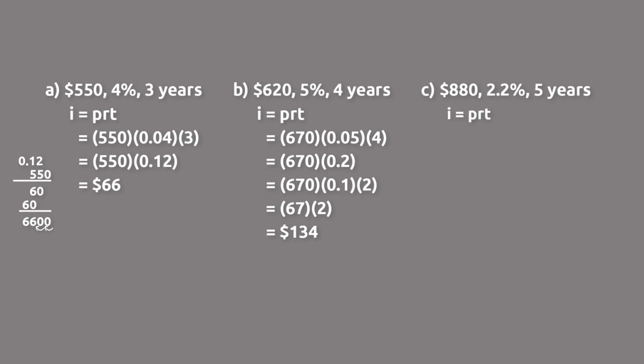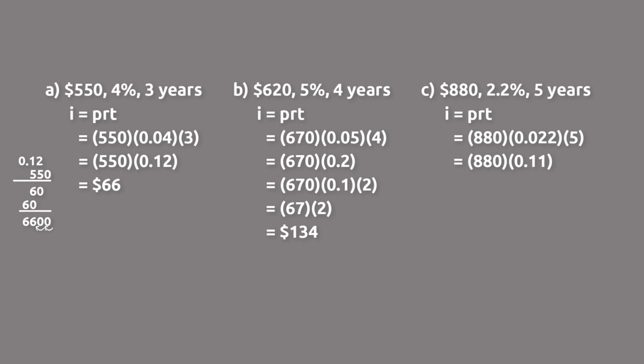Then last but not least, let's write down our formula. Interest equals principal times rate times time. Substituting that in, we have 880 times 2.2%, which is 0.022, and that's times 5 years. That equals 880. Again, we're just mainly doing this because they're smaller numbers. 5 times 2 we know is 10, so 5 times 2.2%, it's just going to be 0.11.